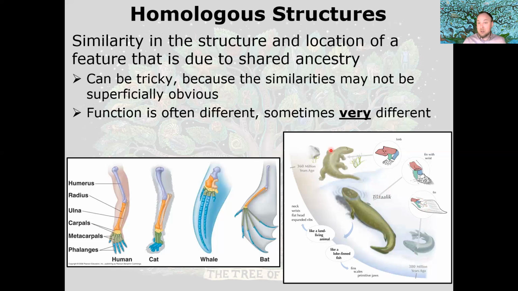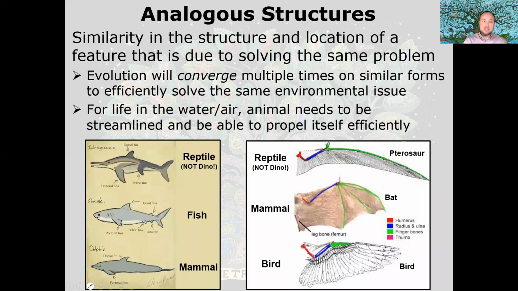And then the very earliest amphibians that were actually developed for life on land had a different modification where they actually had a limb for moving around. All land-based critters, including the dinosaurs, came from this common ancestor. And so dinosaurs share that as well. All land-based tetrapods have these features because they originated from a common ancestor. Now, analogous structures are different. With analogous structures, the similarity in the structure and location of a feature is due to solving a common problem.